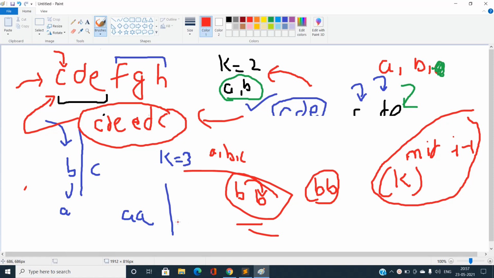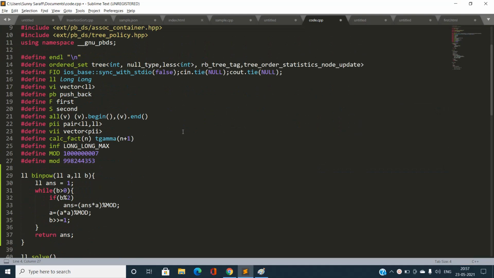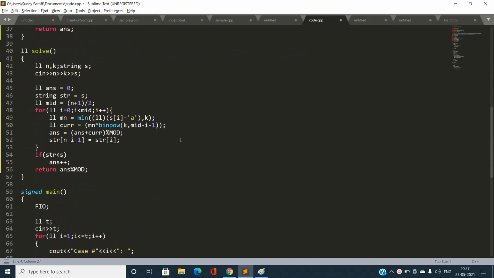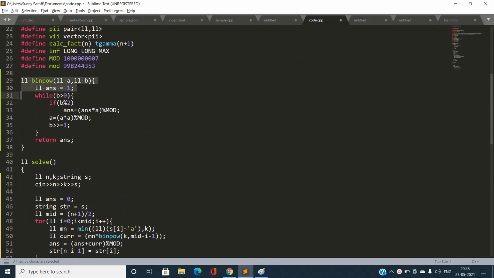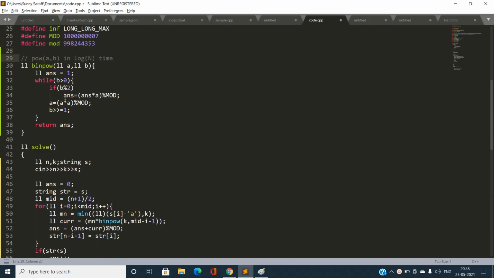So let us talk about the code, and we will understand this together, and I will explain it in detail also. You can easily see I have a binary power function which is going to calculate the power of some number in log of n time, where n can be the power exponent. So if you're not aware about this, do check the binary exponentiation tutorial.